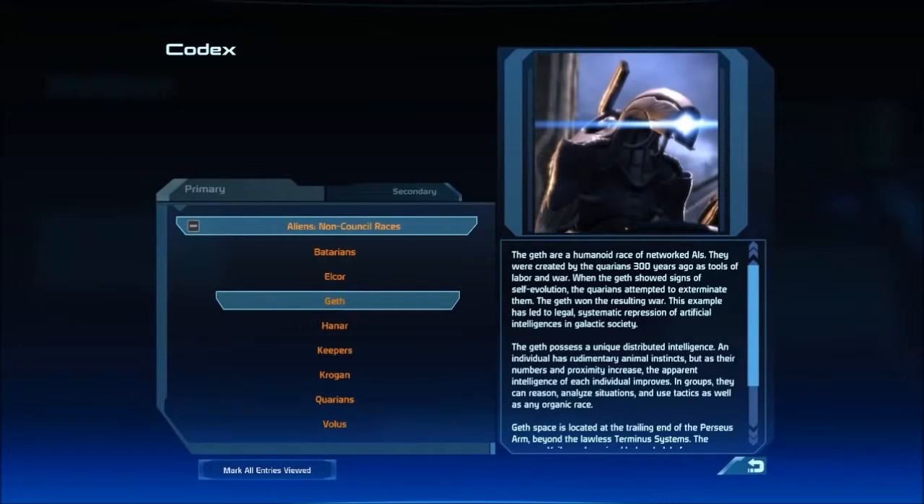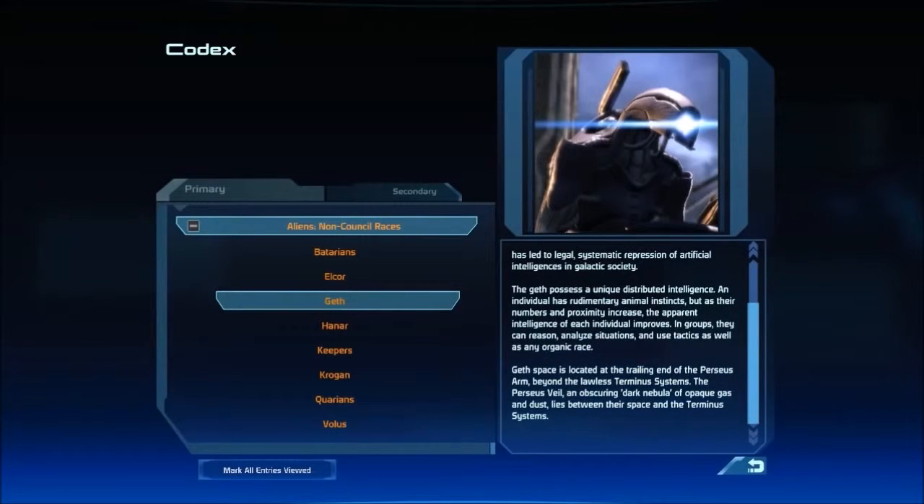The Geth possess a unique distributed intelligence. An individual has rudimentary animal instincts, but as their numbers and proximity increase, the apparent intelligence of each individual improves. In groups, they can reason, analyze situations, and use tactics, as well as any organic race. Geth space is located at the trailing end of the Perseus Arm, beyond the lawless Terminus systems. The Perseus Veil, an obscuring dark nebula of opaque gas and dust, lies between their space and the Terminus systems.